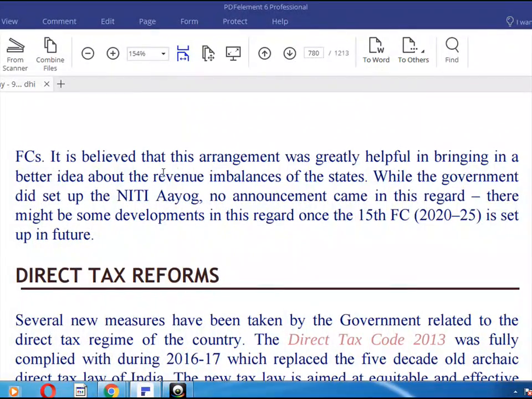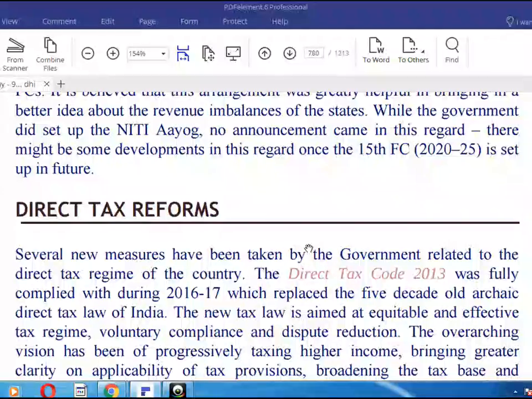It is believed that this arrangement was greatly helpful in bringing in a better idea about the revenue imbalance of the states. While the government has set up the Niti Aayog, no announcement has come in this regard. There might be some developments once the 15th Finance Commission is set up in future.